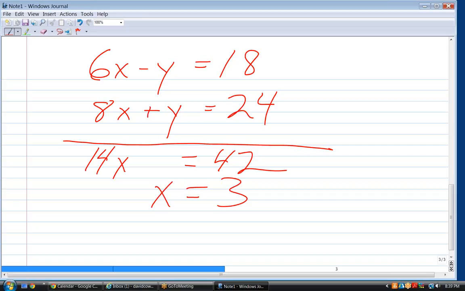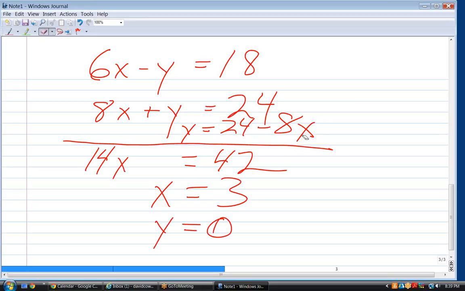If you can get one of the variables to go away, you'll be able to solve the other variable quite easily. Now, I still have to solve for y, but I can tell from this equation that y must be equal to 24 minus 8x. Since x is 3, y is equal to 24 minus 24, or 0. So that makes sense. y equals 0.